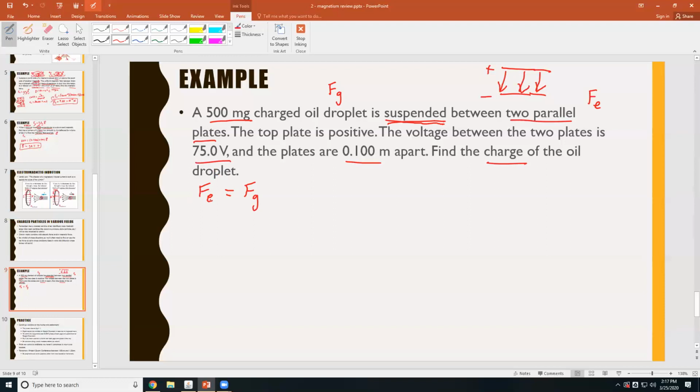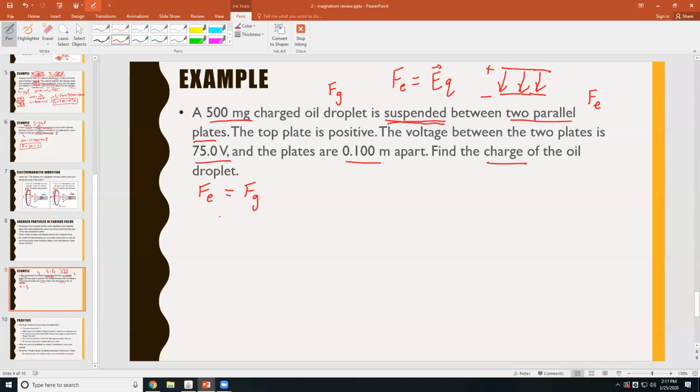What might be useful here is looking at the formulas for both Fe and Fg. If you look on your formula sheet, Fe actually only has two different formulas. There's one really big one, kq1q2 over r squared. Kind of looks like that law of universal gravitation that we looked at in Physics 20. That's only the electric force when you have two different charged objects. The other electric force formula is going to be a lot better here. It says Fe equals E with an arrow, that's your electric field strength, times q, which would be the charge of your object. Fg's formula, on the other hand, is pretty familiar to us. It's just mass times 9.81.